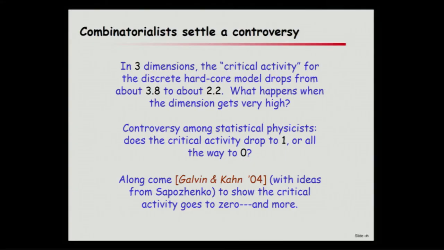So what actually happened was Galvin and Kahn, '04, settled this problem with a beautiful application of some very serious deep combinatorics. They showed that it does go to zero, and they showed more or less at what speed it goes to zero even. And I think this woke up a lot of people in statistical physics that, first of all, these discrete mathematics, theoretical computer science people are maybe smarter than we thought. And maybe they can actually help us. Maybe we can learn things. So things are going very nicely in both directions.